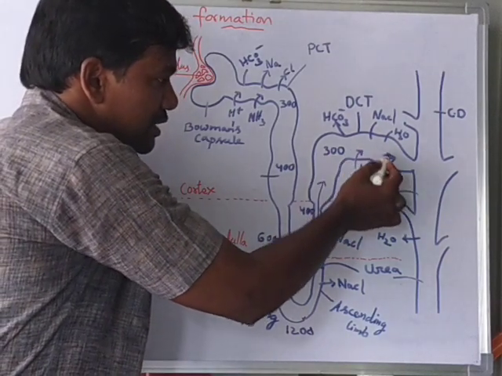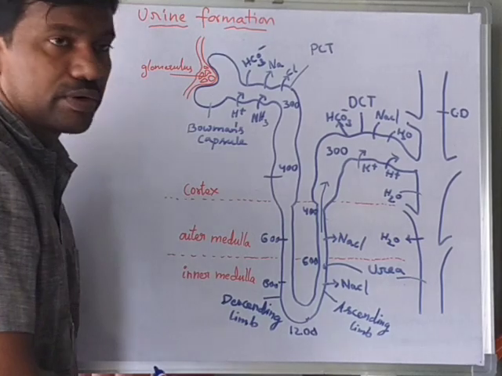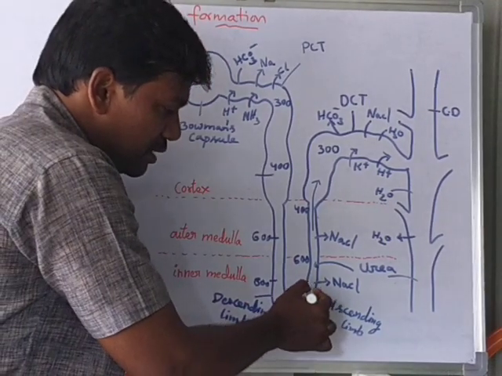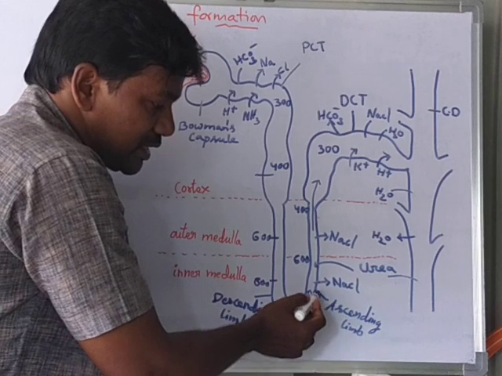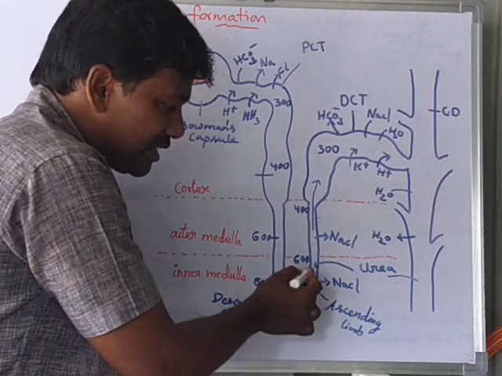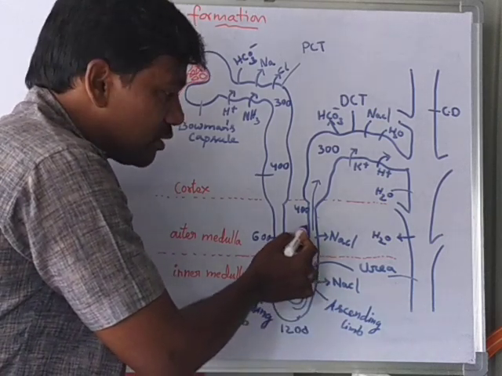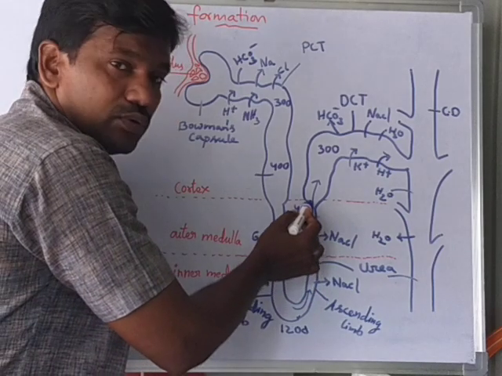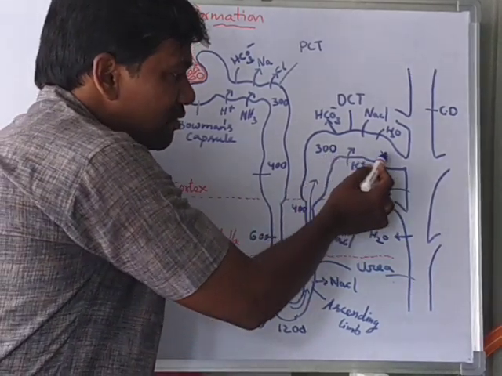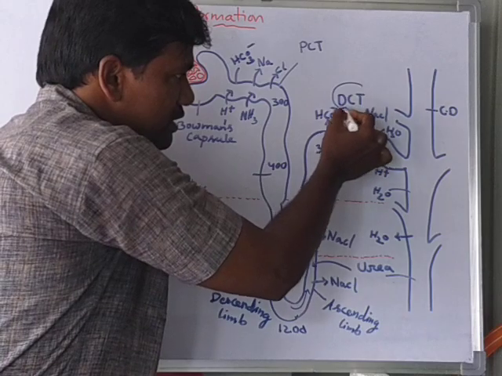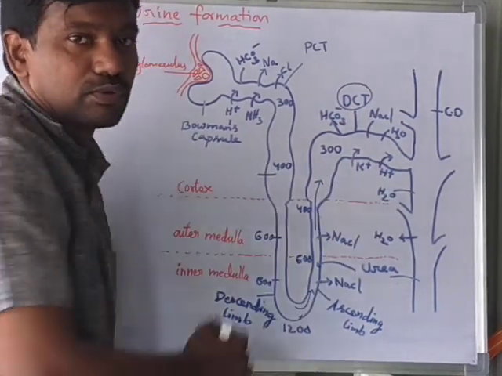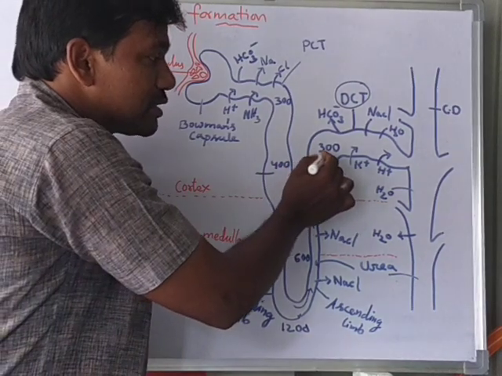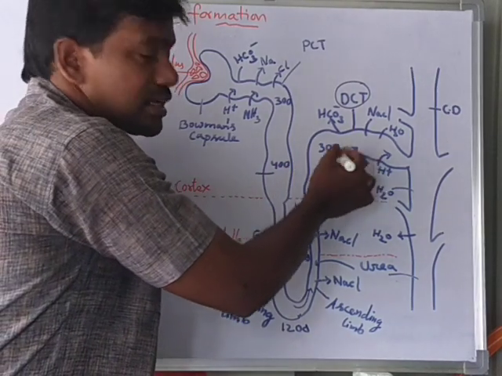the distal convoluted tubule. After the reabsorption takes place in the ascending limb, the filtrate fluid, the renal fluid, now moves into the distal convoluted tubule. This segment is called the distal convoluted tubule. Now the filtrate fluid comes into the distal convoluted tubule.